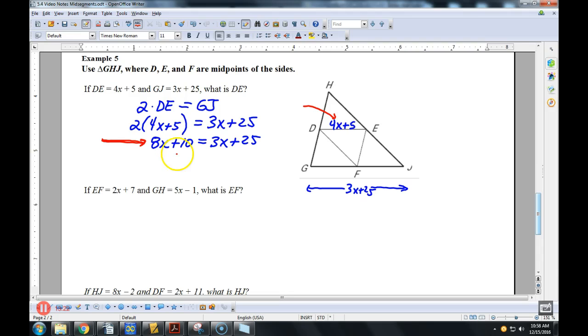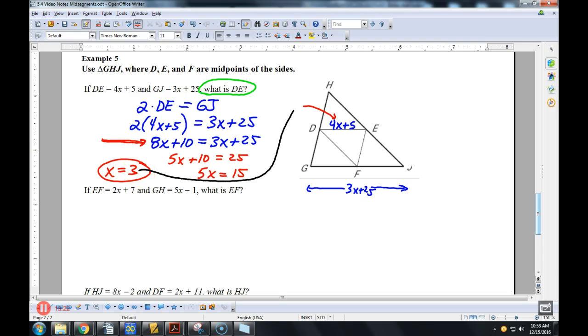Minus the 3x from both sides, I get 5x plus 10 equals 25. Minus 10 gives me 5x equals 15. And divide, and I get x equals 3. Now, did I answer the question? Doesn't look like it because they said, what is DE? So take your 3, plug it in. 4 times 3 plus 5 is 12 plus 5. That would be 17. So that's the final answer. I now know what DE equals.